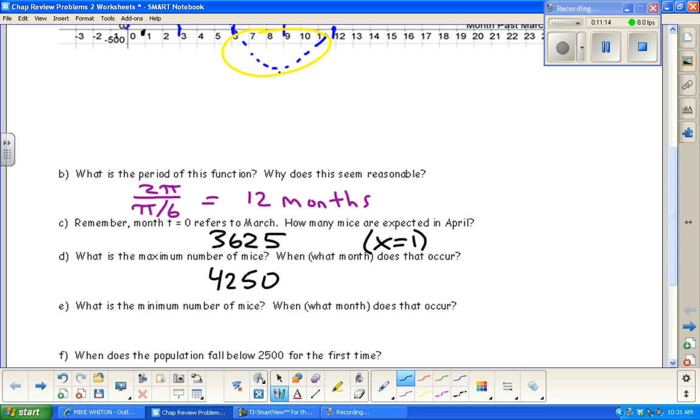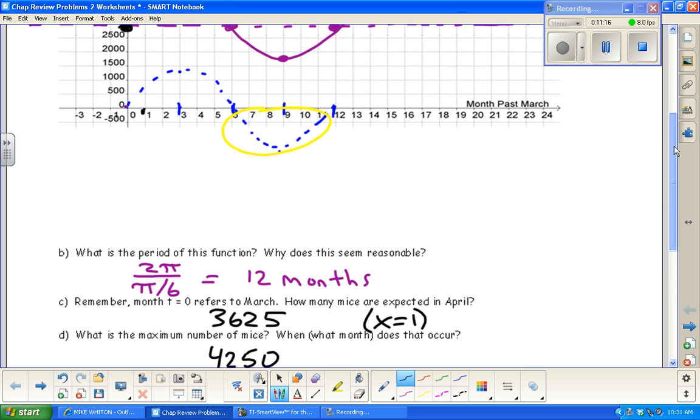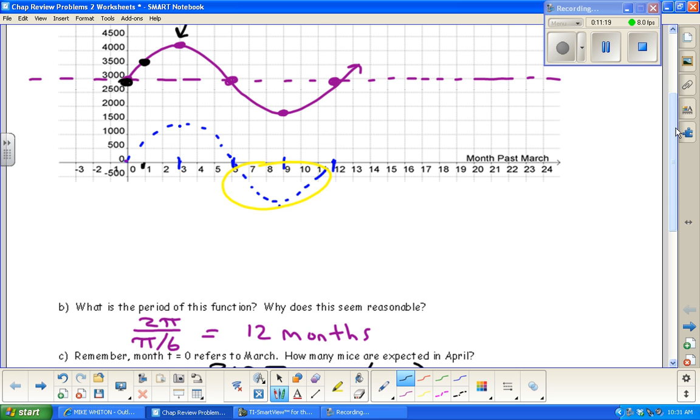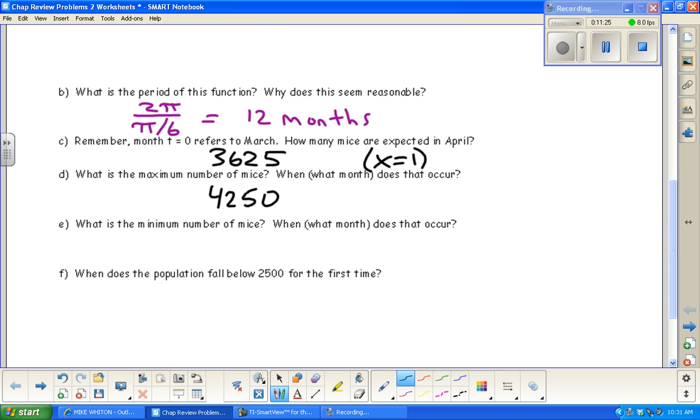Okay, and when did that happen? What month? So again, if we started in March, this would be April, May, so it had to be the third month after that, so June. Okay, so the maximum number happens in June. Nice warm month, a lot of mice.